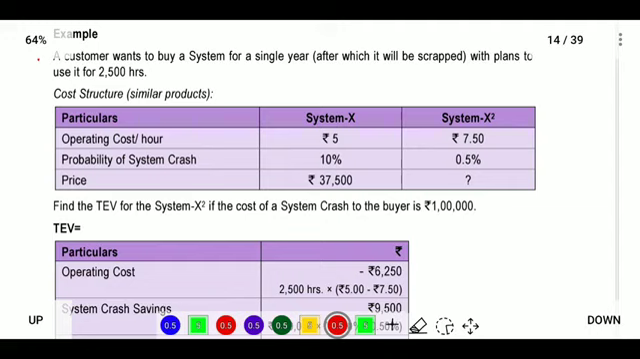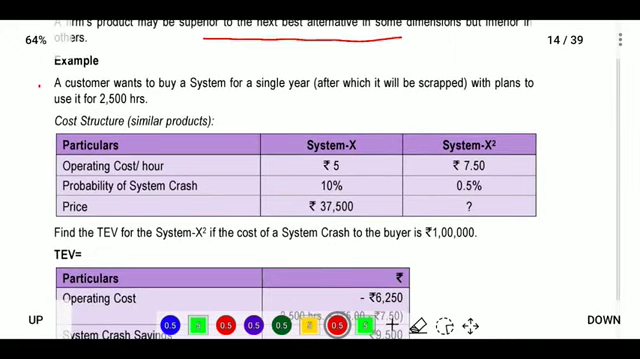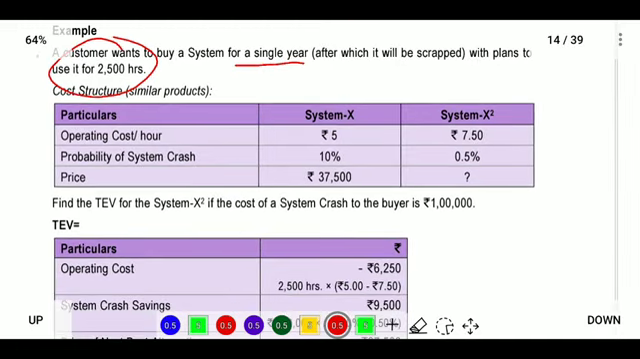The formula will be the cost of the next best alternative plus the value of performance differentiation, value of differential alternative. So okay, here what they provided: a customer wants to buy a system for a single year, after which it will be scrapped, with a plan to use it for 2500 hours. Next, operating cost for system X and system X2, that is the alternative. One will be the alternative for the other.